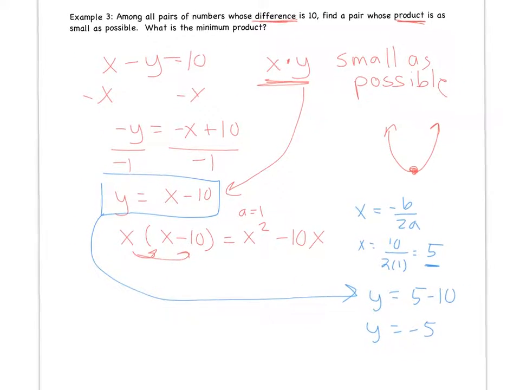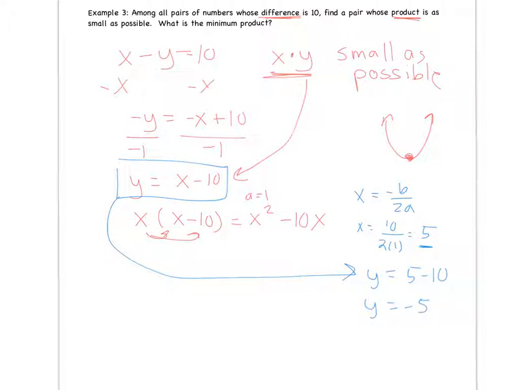Now, let's make sure we've answered the actual question. The actual question was, what is the minimum product? So they didn't want the two numbers. We need those, but the actual minimum product is what we get when we multiply those together. 5 times negative 5 equals negative 25.